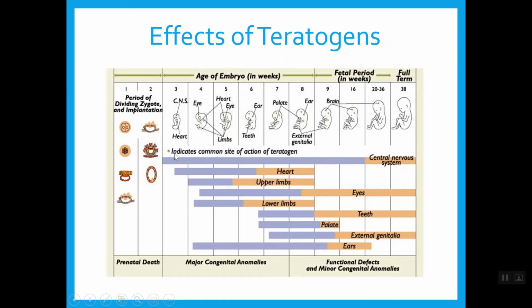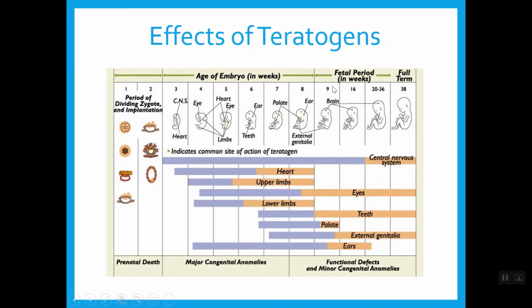During the 3rd week of pregnancy, the heart can be hurt. The central nervous system can have defects. You can see during the 4th week, the eyes, and in the 5th week, heart, eyes, and limbs. So if a mother is exposed to any type of teratogen during these weeks of pregnancy, those are the areas that could be impacted within the fetus.